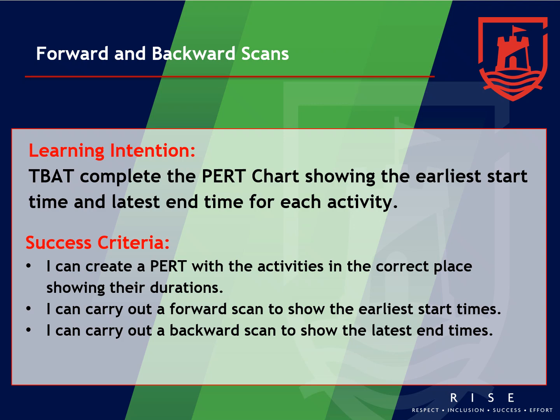So this lesson is on forward and backward scans. In the previous lesson, you would have worked on drawing a PERT chart and doing some Nat5 apps past paper questions to do that. Today, what we're going to do is turn our PERT chart, or complete our PERT chart rather, with a forward and a backward scan. So what I need you to be able to do today is complete the PERT chart showing what's called the earliest start time and the latest end time for each activity.